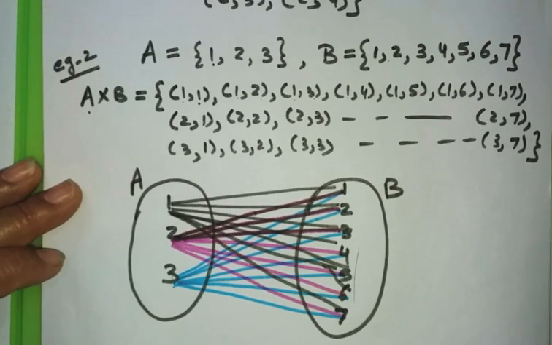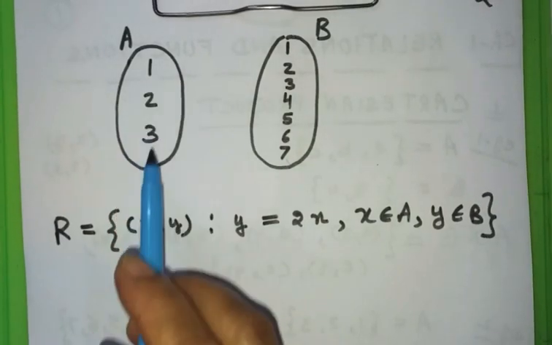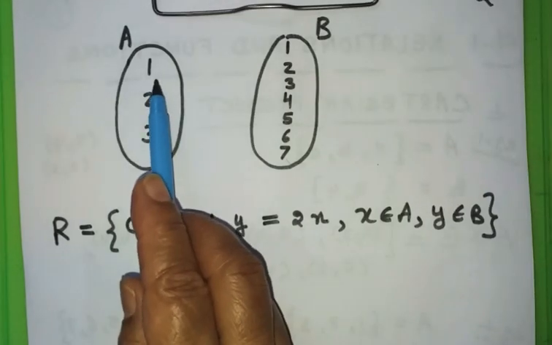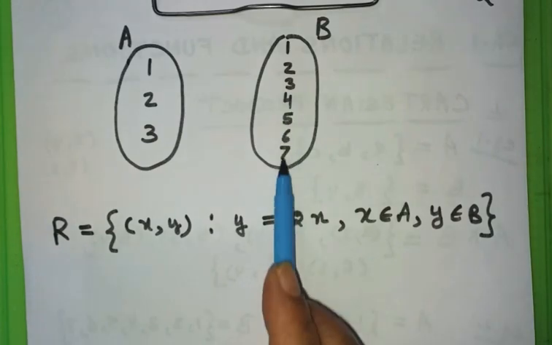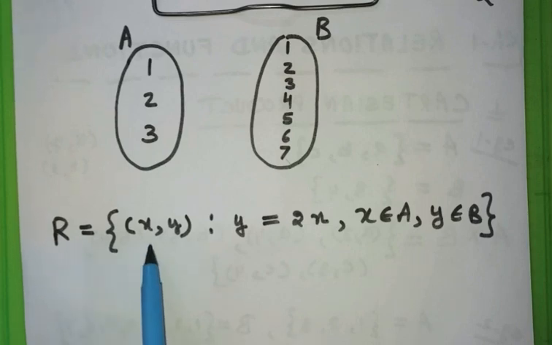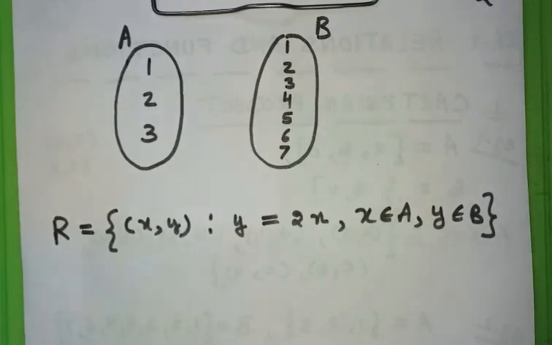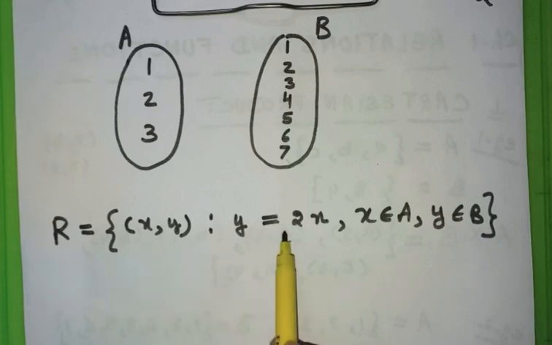Now in the same example I am going to tell you what is a relation. Again consider the same two sets A and B as we have considered in the previous examples. Set A was the set containing the 3 elements and B was the set containing 1 to 7 numbers. Now define another set capital R, which is the set of ordered pairs (x, y) such that y is 2x.